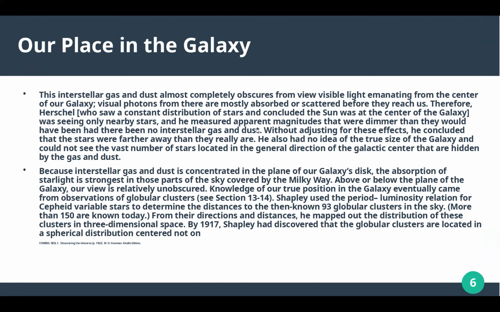Shapley used the period luminosity relationship for Cepheid variable stars to determine the distance to the then known 93 globular clusters in the far sky. From their directions and distance, he mapped out the distribution of these clusters in three-dimensional space. By 1972, Shapley had discovered that the globular clusters are located in a spherical distribution centered not on us, but on the center of the galaxy.